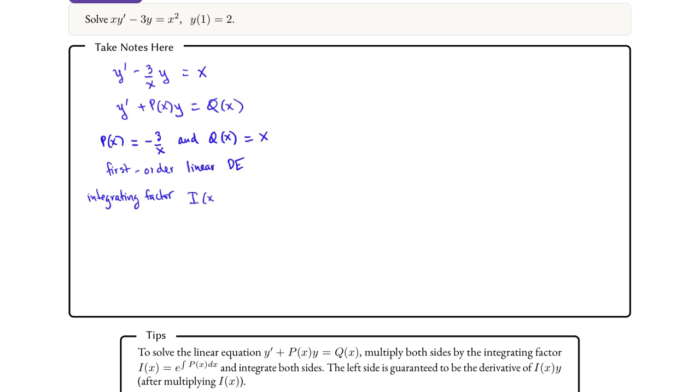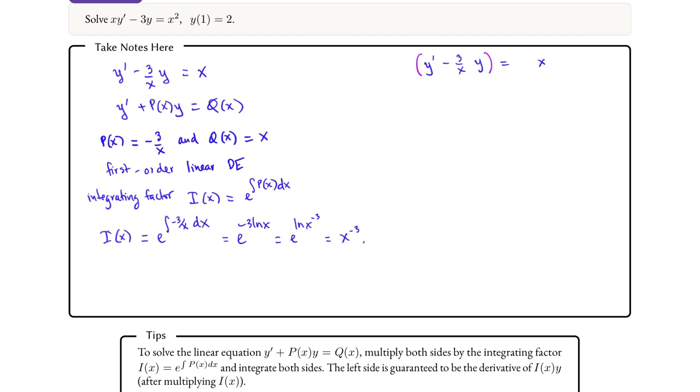The integrating factor is e to the integral of p(x) dx, and so the integrating factor is e to the integral of -3/x dx, which is e to the -3 ln x. Rearranging this, we get x to the negative 3. We then multiply x to the negative 3 to both sides of the differential equation in the standard form.